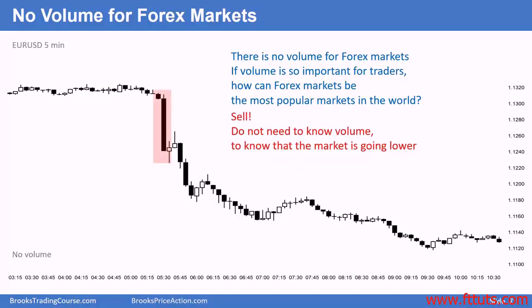The biggest bar in the past 30 bars, far bigger than all the others, closing on its low, closing below the lows of all of these bars. Something important just happened, and the odds are 70% or more that you're going to get some follow-through selling. I don't need volume to tell me that the market's going down. I can just look at that bar and I know that the market is going lower.